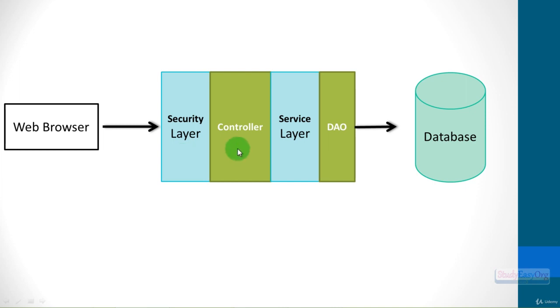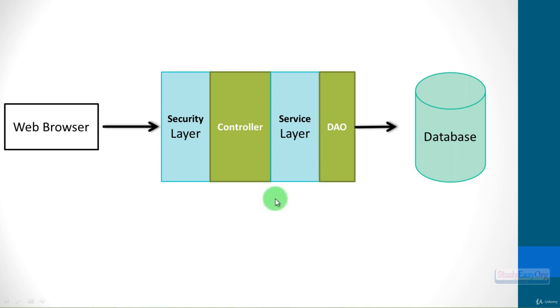Then comes the controller. Controller is where we implement the business logic of the application. Then we have the service layer. In this service layer, we may implement basic business logic related to data. And finally, we have the DAO, which stands for data access object. This layer is responsible for communicating with the database. This is the layer where we are actually communicating with the database.